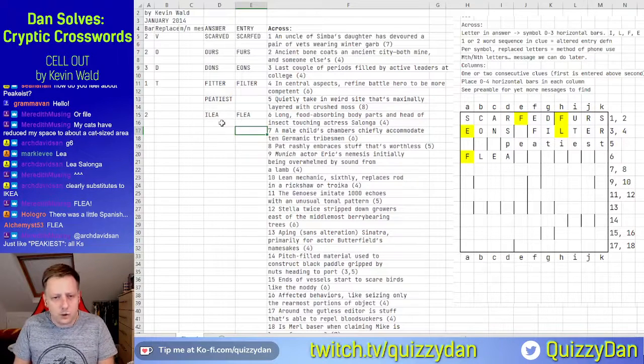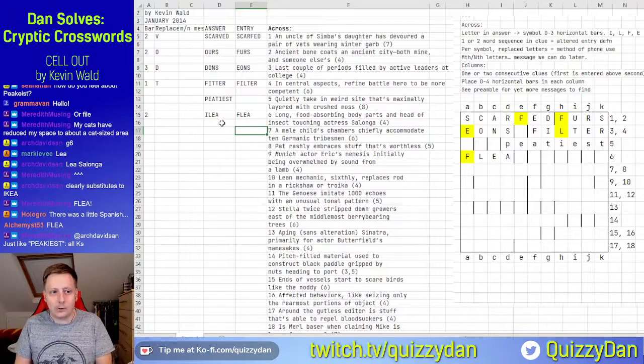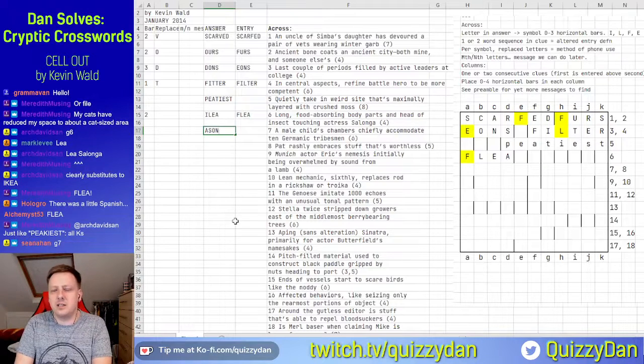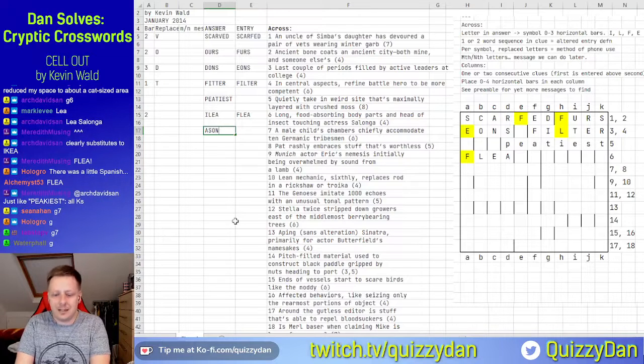A male child's chambers briefly accommodate 10 Germanic tribesmen. Whew, that is a clue. A is A. Male child is son. A sons and in the chambers chiefly accommodate 10. Oh, Saxons.